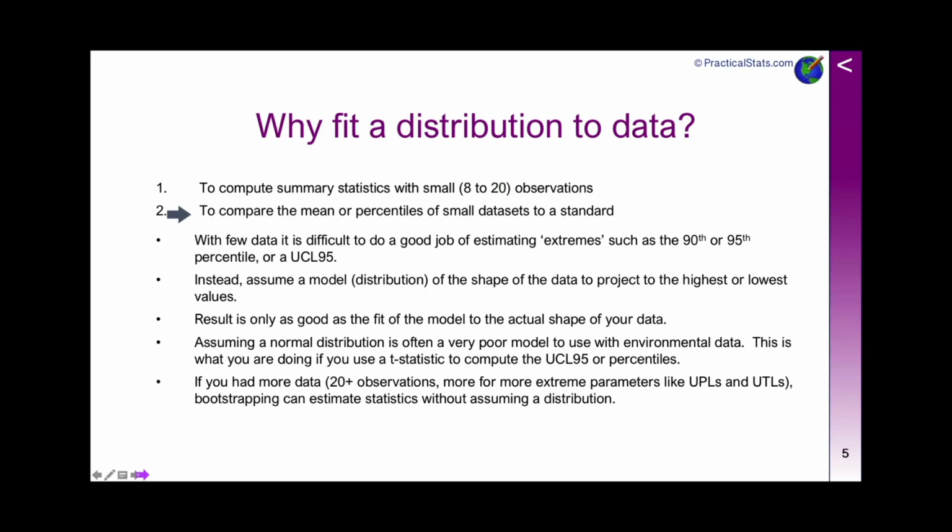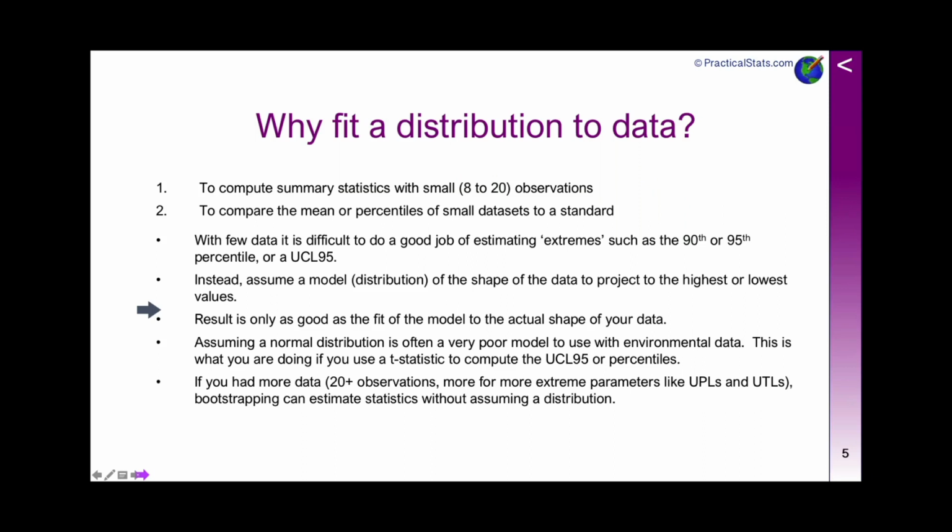So when you don't have much data, it's hard to estimate things like the UCL 95 or the set of percentiles. So we would assume a model, a distribution for the shape of the data, to project beyond perhaps where our data currently are. And that projection is only as good as the fit of the model to the shape of your data. And the problem is, with not a lot of observations, you don't know what the shape of your data is.